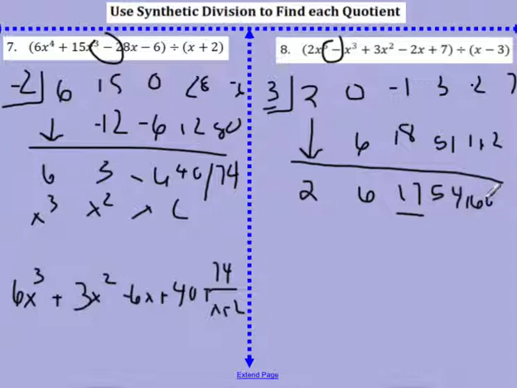Ooh, I ran out of space. 160 times, I'm just going to jot it down here, so that's my 7 row. 160 times 3 is 486. And then you add 7 and you get 493.